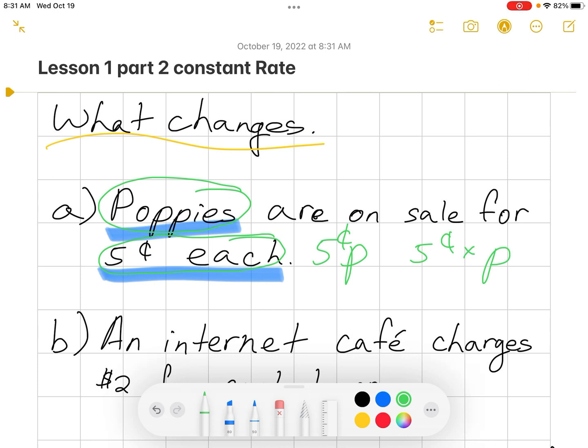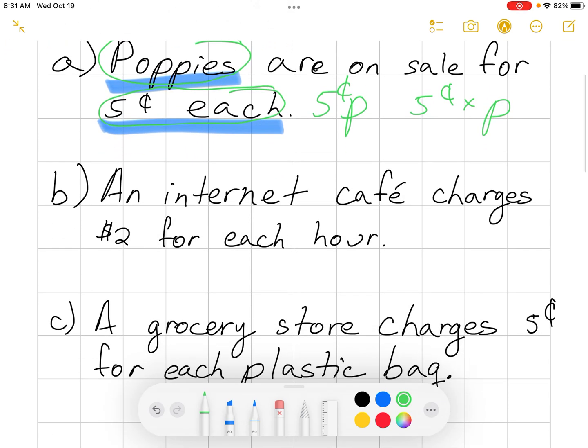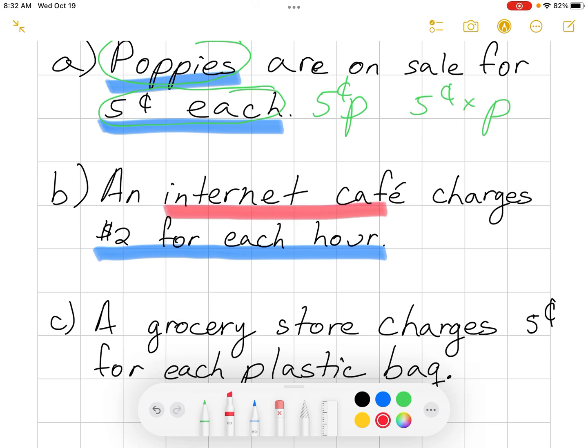Okay, so going to look at this again. An internet cafe charges $2 for each hour. Okay, what is changing? Well, I know $2 for each hour isn't changing. It's not going to all of a sudden become $3 each hour or $4 each hour. So that is remaining the same. What is changing is how much time we're going to spend at the internet cafe. So that is what's changing. The amount of hours is changing. Okay, so that would be the variable.